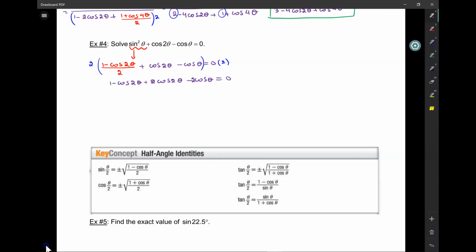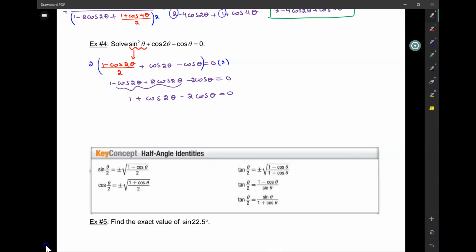Okay, now, look at this. I have like terms. Negative cosine 2 theta, positive 2 cosine 2 theta. So those I can combine. So I have 1 plus 1 cosine 2 theta minus 2 cosine theta equal to 0. Okay, so now at least I got rid of the sine. Now my issue is that I have a cosine 2 theta mixed with a cosine of a single theta.